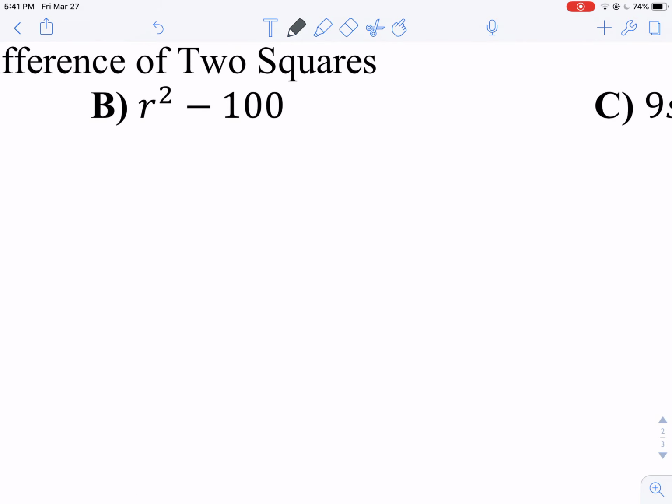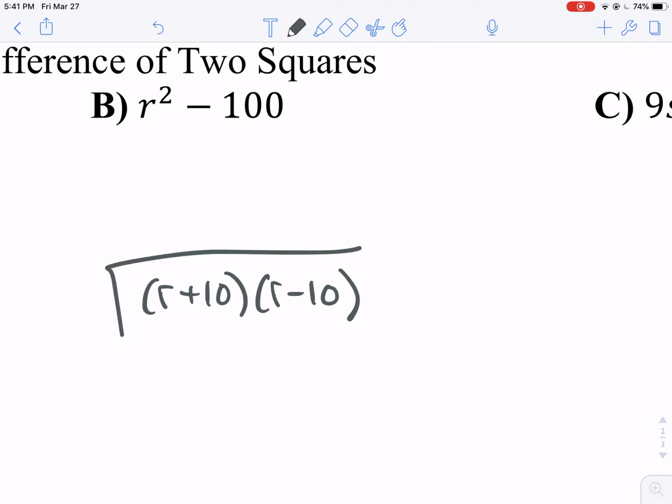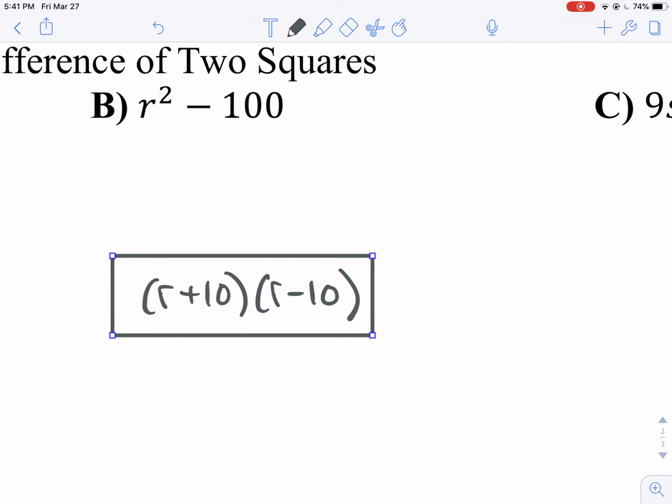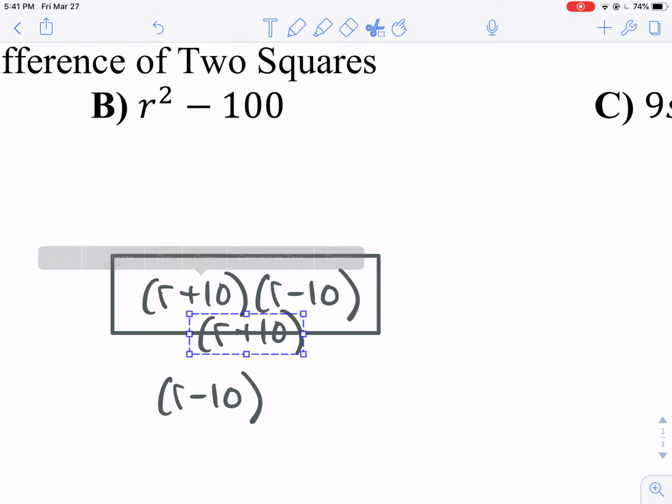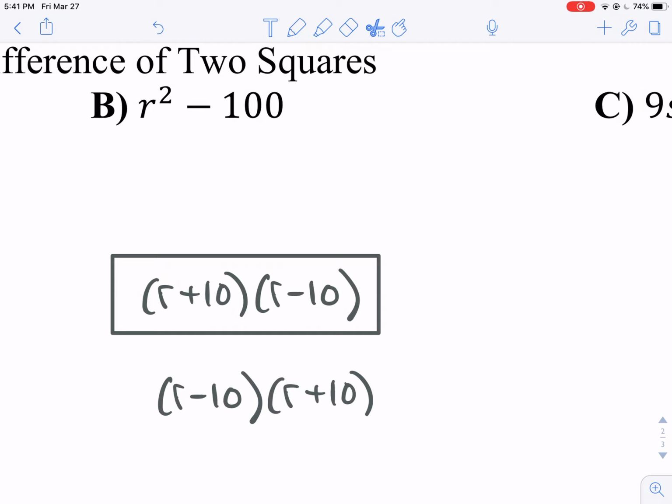All right, let's see how you did on B. Did you get r plus 10, r minus 10? If so, you did it right. If you got, straight up, r minus 10 times r plus 10, that's fine as well. That also totally 100% works. Good job. In case that's not what you got, let's go ahead and explain.